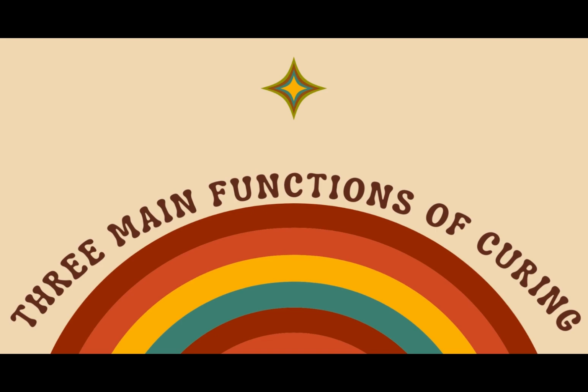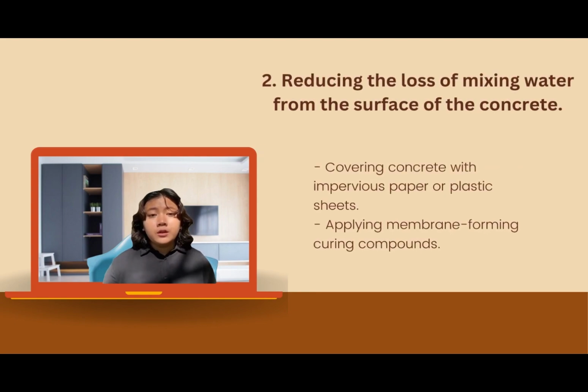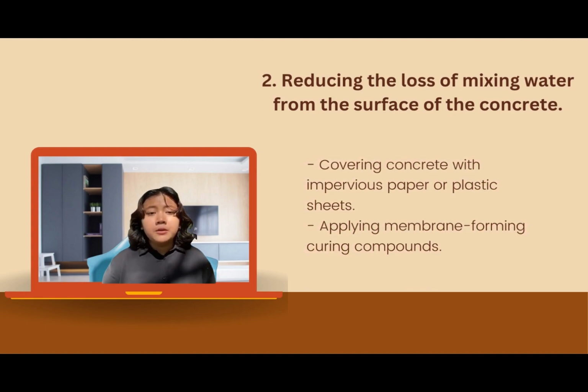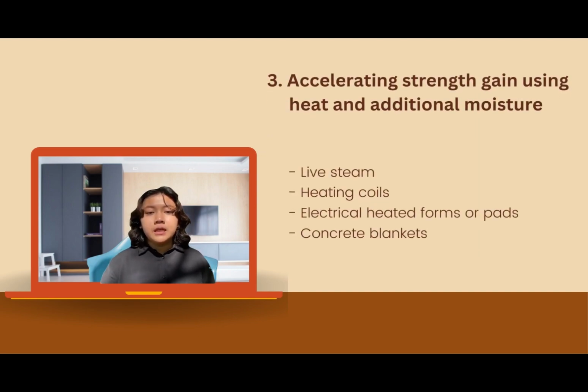There are three main functions of curing. First of all, maintaining mixing water in concrete during the early hardening process. We can do this by ponding and immersion, spraying and fogging, saturated wet coverings, or leaving forms in place. Second, reducing the loss of mixing water from the surface of the concrete. We can do this by covering concrete with impervious paper or plastic sheets and applying membrane-forming curing compounds. Lastly, accelerating strength gain using heat and additional moisture by live steam, heating coils, electrically heated forms or pads, and lastly, concrete blankets.